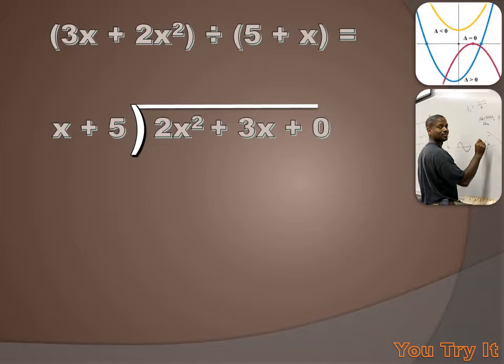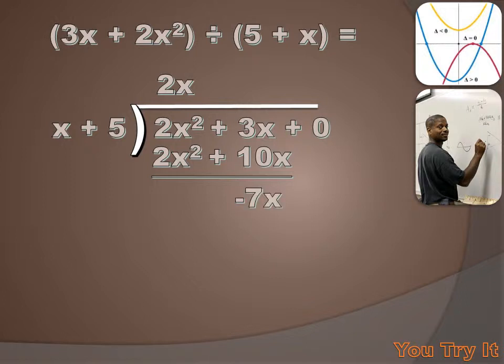Now it's easy. Now I just figure out how many times the x would go into 2x squared, or what I'd have to multiply that x by. And it's clear that I have to multiply it by 2x. When I multiply 2x times x plus 5, I get 2x squared plus 10x. When I subtract those, I get minus 7x. Now I need to bring down my 0, and I've got minus 7x plus 0.